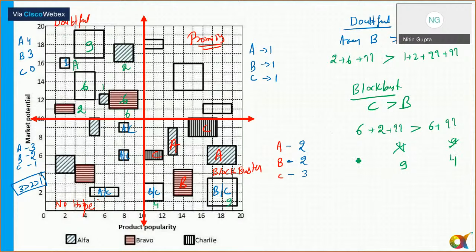So 6 plus 2 plus 9, that is 6 plus 2 is equal to 8. 8 plus 9 is 17 and 6 plus 4 is 10. So it means from the remaining two cells, Charlie has got an area of 9. So the bigger one is definitely Charlie here. Okay. And the smaller one is definitely Bravo. So in the blockbuster category, I can say the bigger one is definitely Charlie and this one is Bravo.